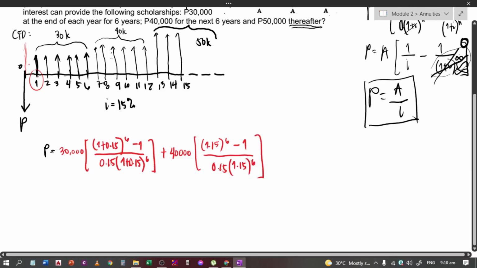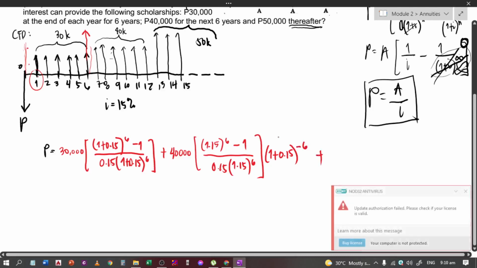So, yan lang ba? So, hindi. Dahil nag-start siya, so deferred siya eh. Nag-start siya sa year 7, yung first payment nung 40K. Yung present worth niya, again, is 1 year ahead of the first payment. So, kung ito yung first payment mo, nasa year 7, yung present worth niya is nandito sa year 6. Tapos, i-compound mo siya, pabalik sa year 0. Magiging 1 plus I raised to negative 6.